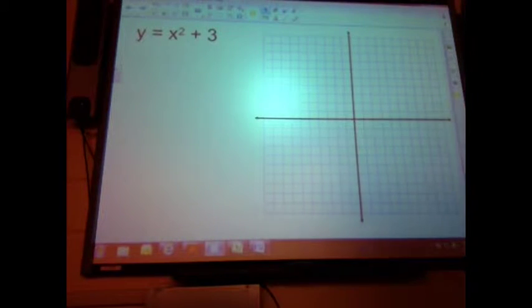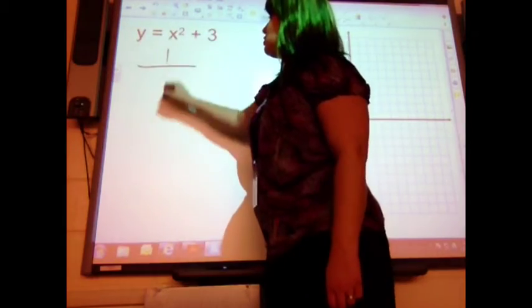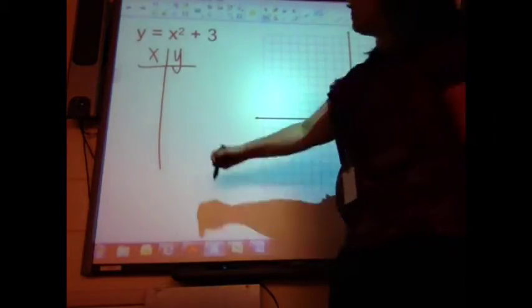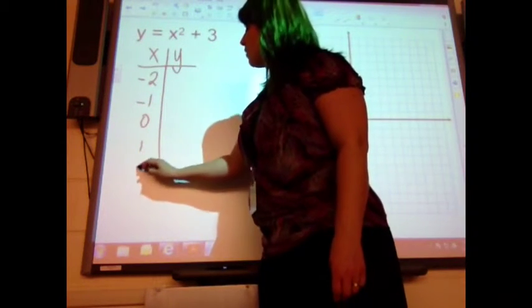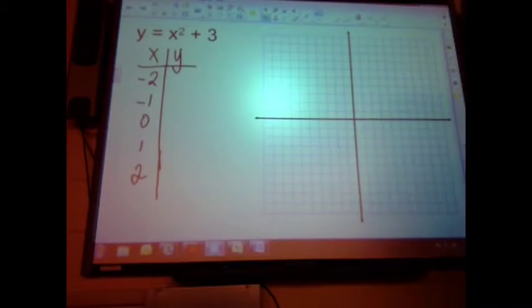Going to work on graphing quadratic functions. Quadratic functions all have an x squared in them, and they all make a specific kind of shape. The easiest way to do this is just to make a t-chart with an x and a y. We choose some numbers to plug in for x. So I'm going to do -2, -1, 0, 1, and 2. And then we solve for y for each of those coordinates.